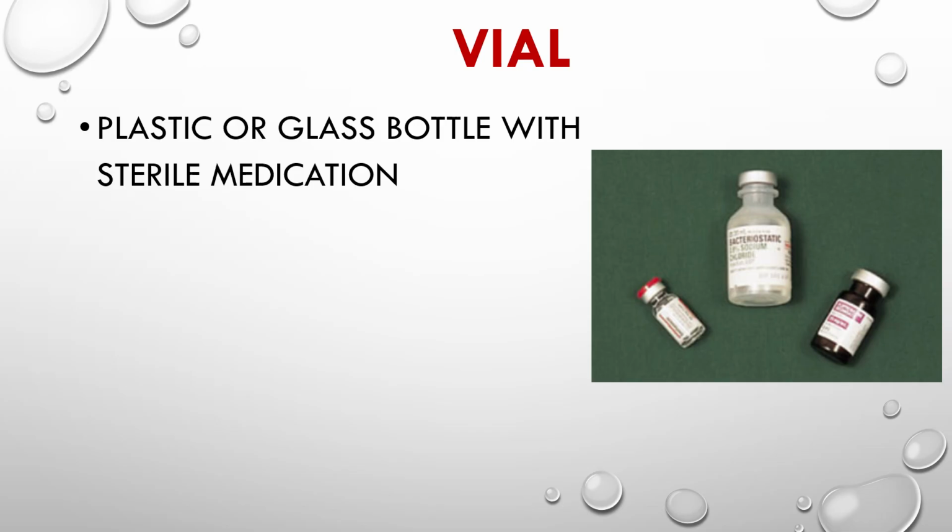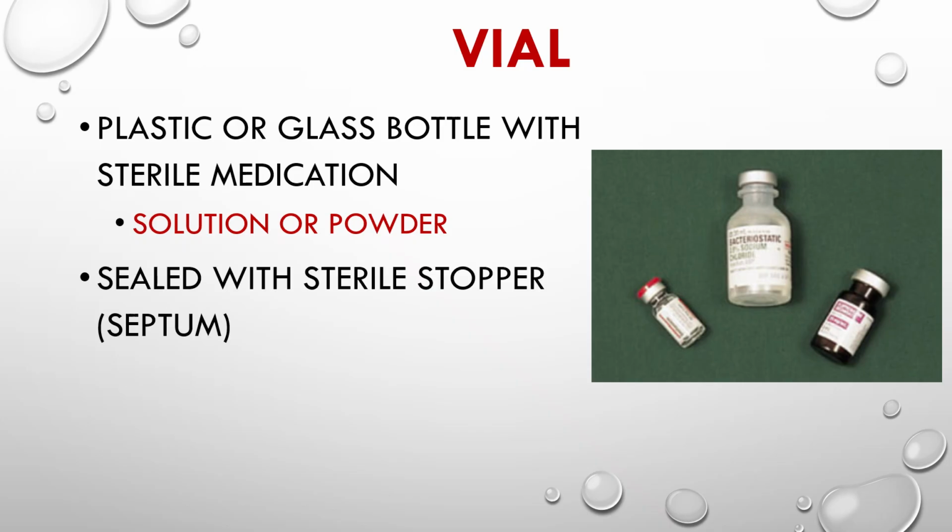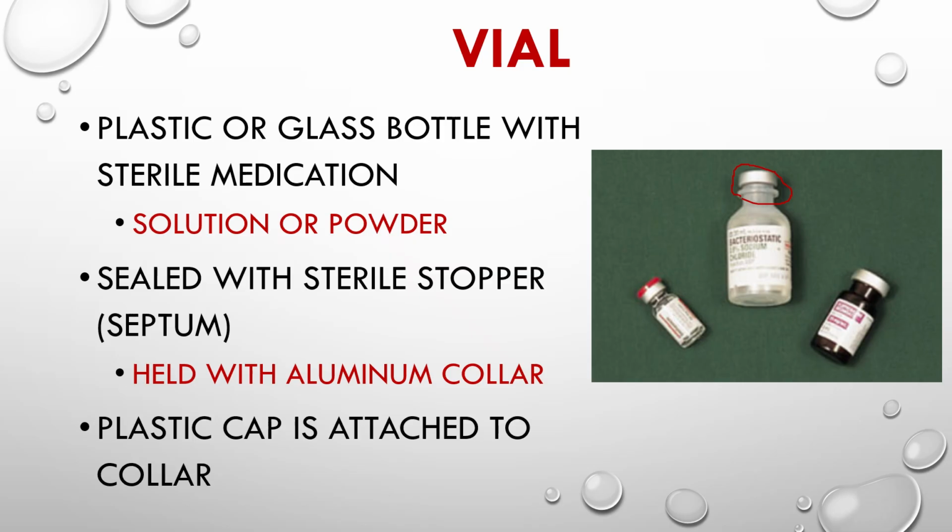Our vials, again, this is commonly what you think of. So these are plastic or glass. Usually has a solution or a powder. If it's powder, it needs to be reconstituted. We need to add liquid to it. It's sealed with a sterile stopper that is called the septum. This is usually gray, not always, but it just covers the opening. And then it's held by the aluminum collar, and you can see on this vial here, you can't really see the septum because the aluminum collar is covering it up. And then that plastic cap sometimes is attached as well, just another layer of protection.